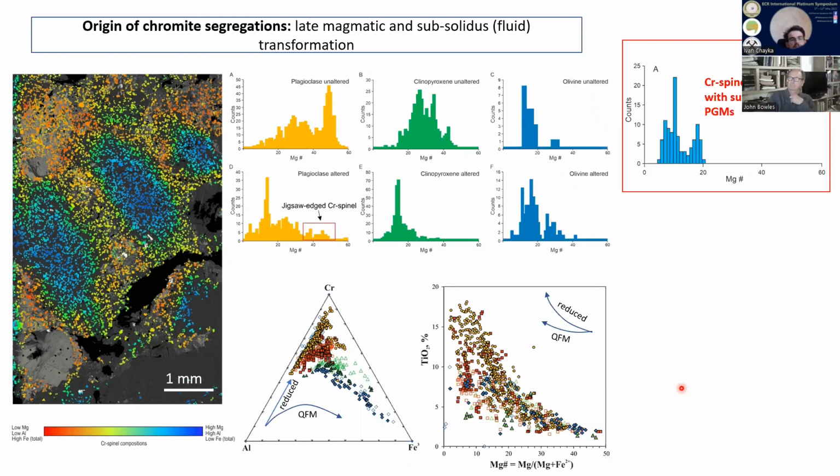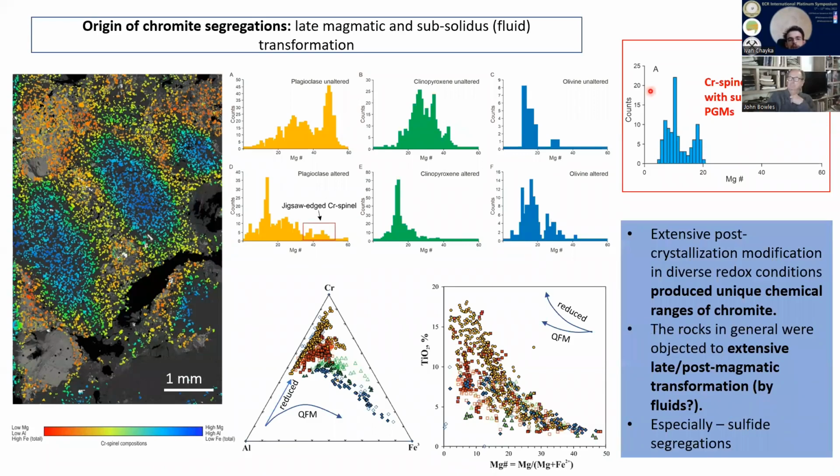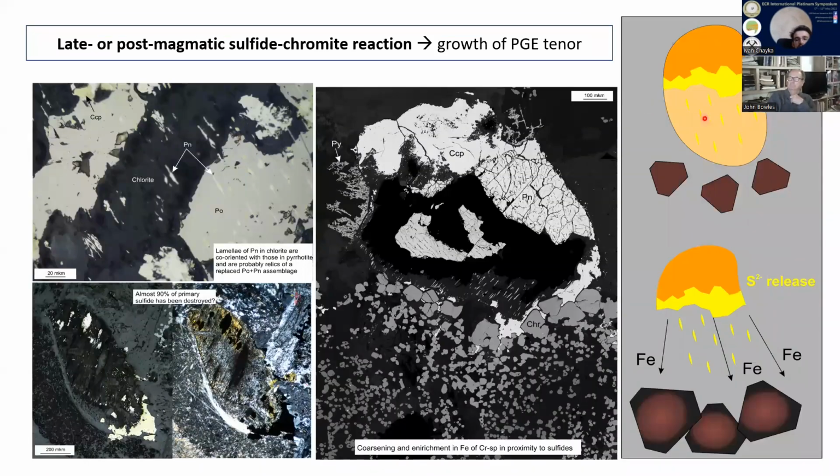As you can see, chromite composition strongly depends on the host silicate and the degree of its alteration. Moreover, unique ranges of chromite compositions are determined by variable redox conditions. And what's important for our discussion, chrome spinel associated with sulfides and PGMs has an essentially low magnesium composition characteristic for chromite subjected to hydrothermal overprinting. This evidence bridges us to the next question of the origin of high PGE tenor.